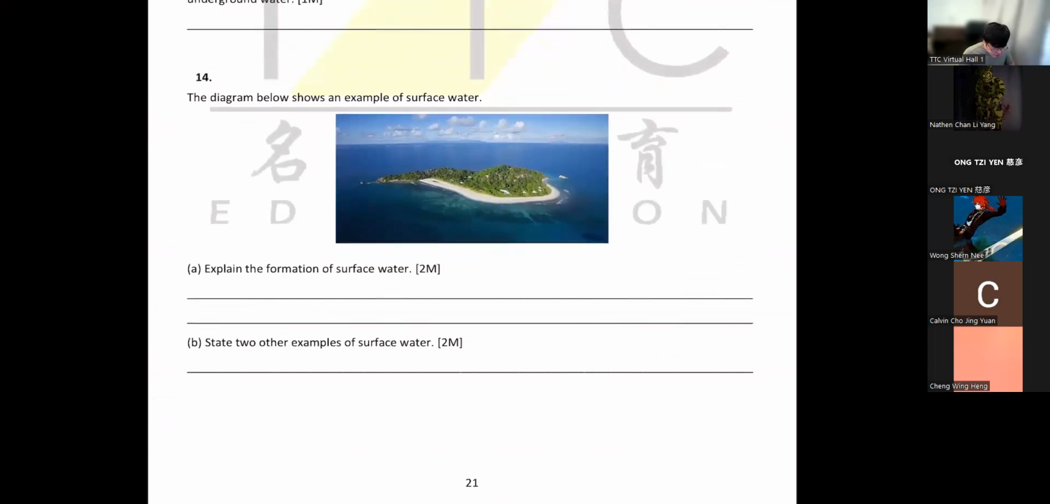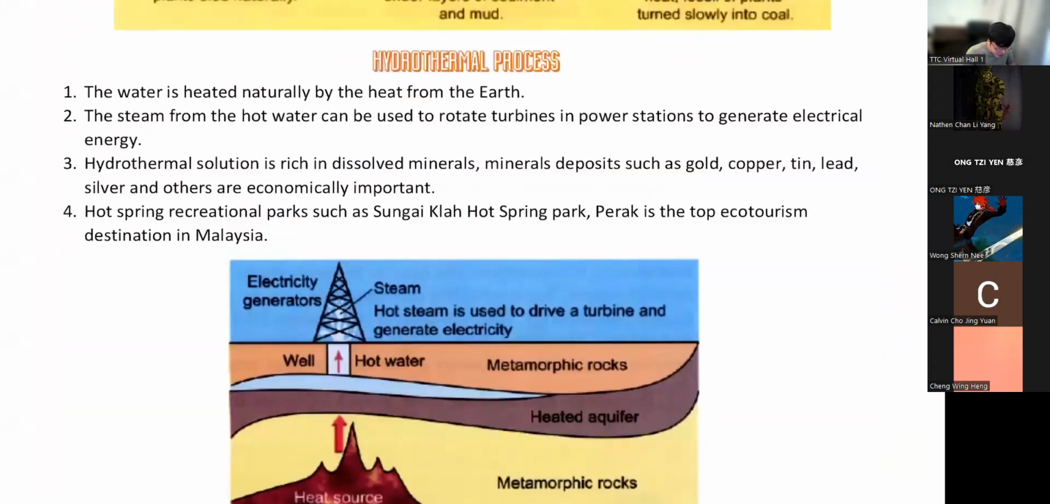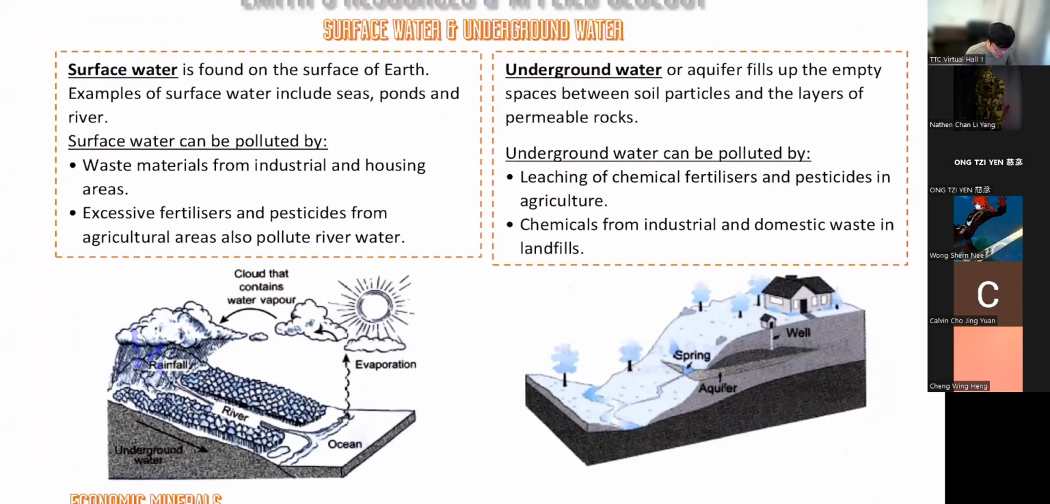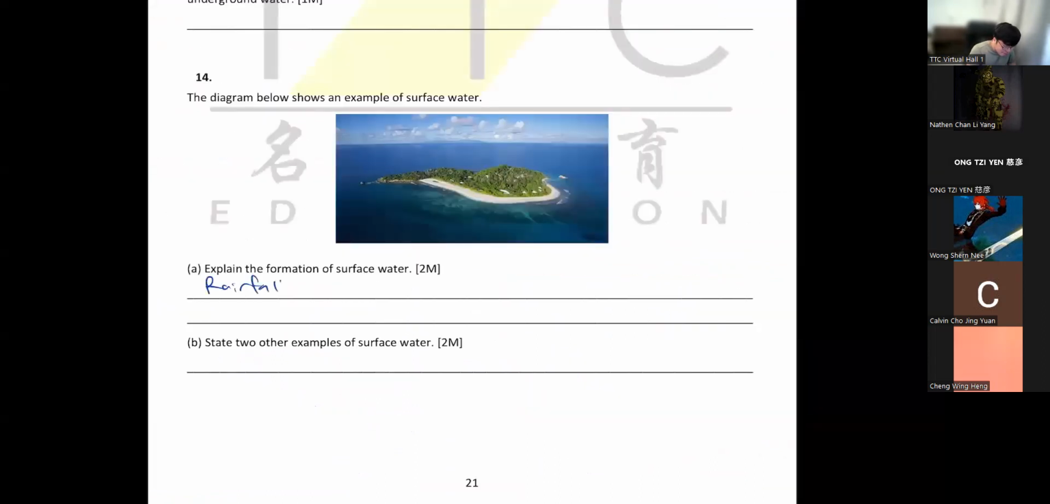Okay, so this is surface water. Explain the formation of surface water. How is surface water formed? Must read geography. Most of the surface water comes from rain. Here, rainfall. They didn't really mention it here, but it's mostly due to rainfall. Rainfall accumulates, and when it accumulates, you have lakes, you have ponds, you have oceans, when it collects.